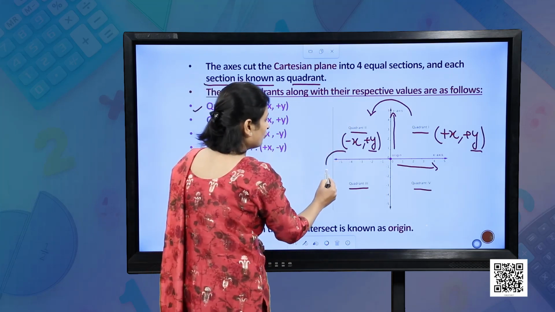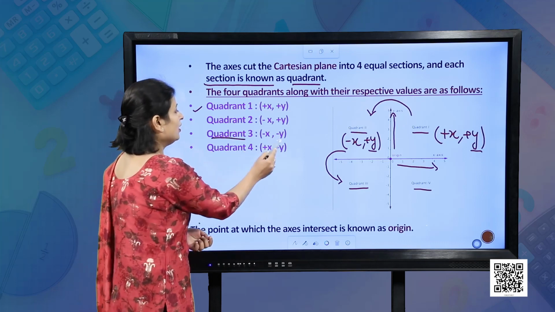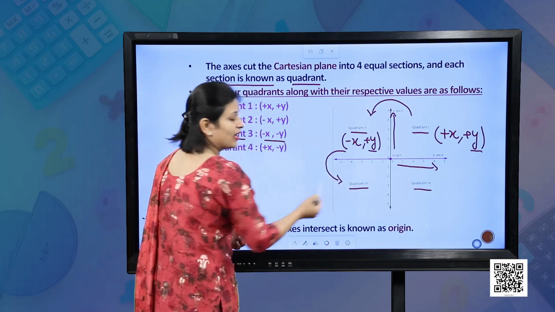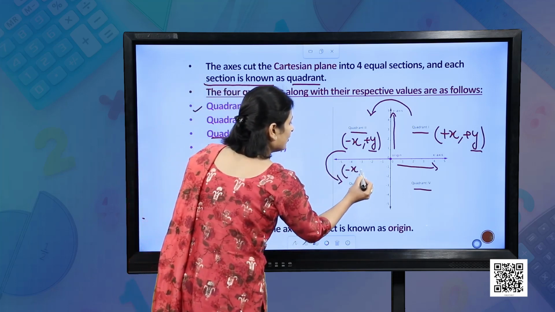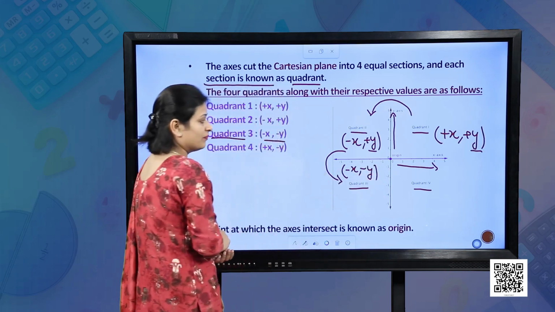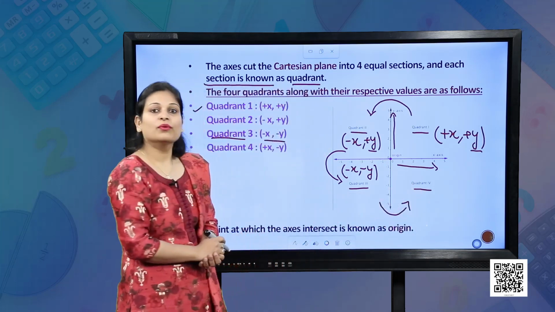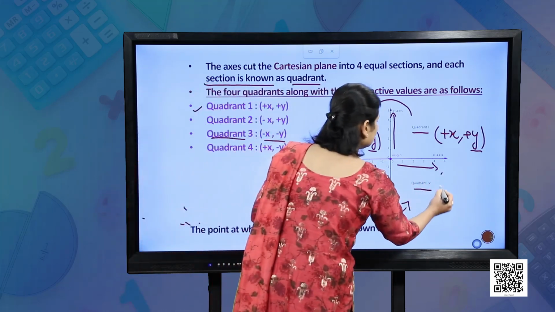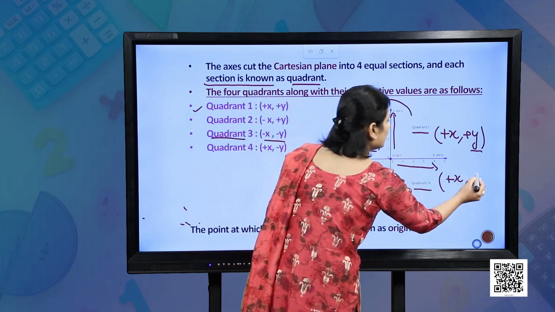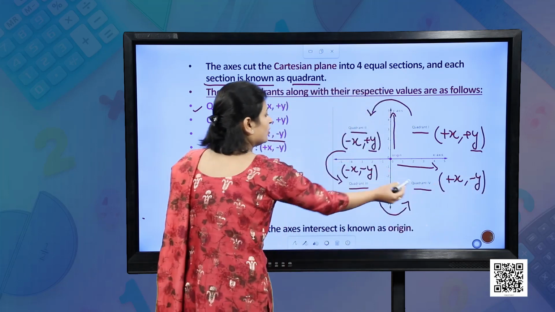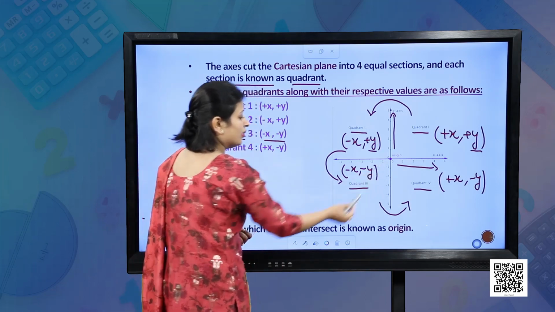Now, again when we move in the anti-clockwise direction, we come to quadrant 3. In quadrant 3, as you can see, both x and y are negative. So, the x coordinate is negative and the y coordinate is negative. And again when we move in the anti-clockwise direction, we come to quadrant 4. Here, the x coordinate is positive and the y coordinate is negative. So, in both quadrant 3 and quadrant 4, you can see that the value of the y coordinate is negative.